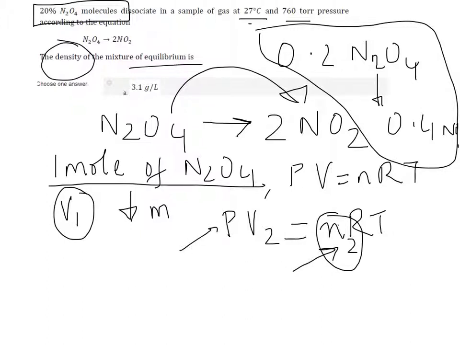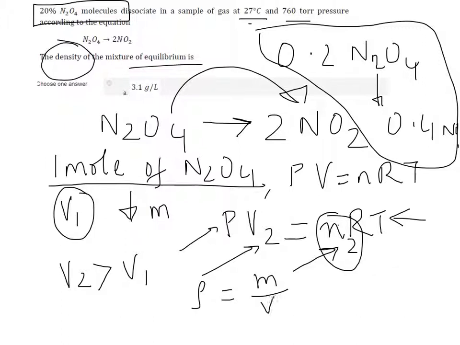Pressure is the same, temperature is the same, so clearly V2 is going to increase compared to V1. Mass is the same on both sides. Density is equal to the mass divided by the new volume that you've computed. You should be able to solve this question. Let me know if there's any trouble.